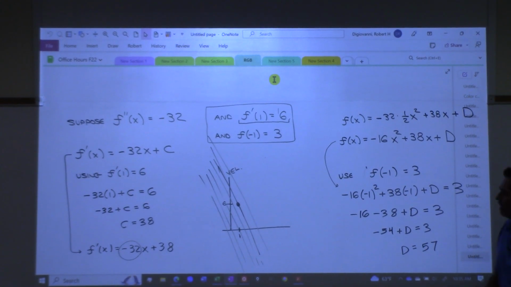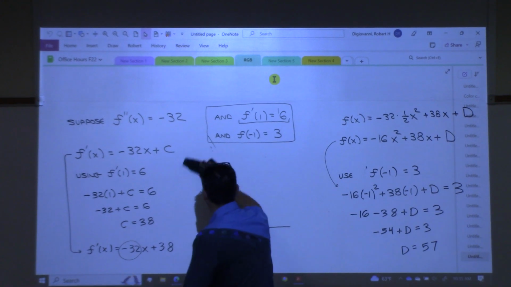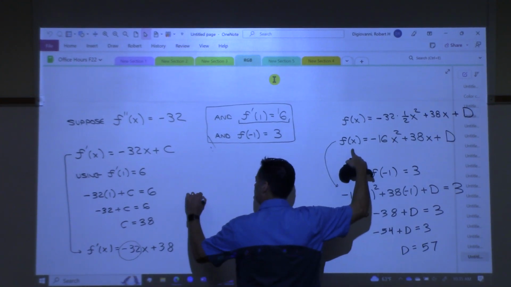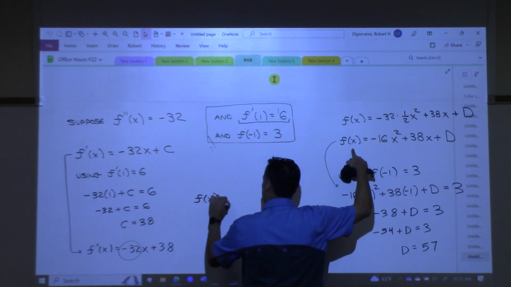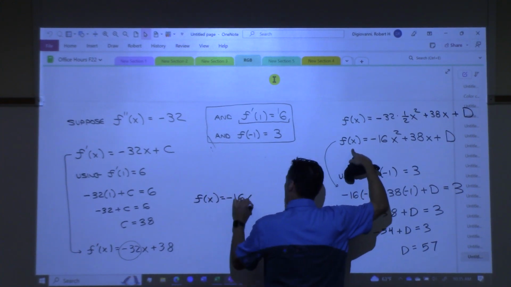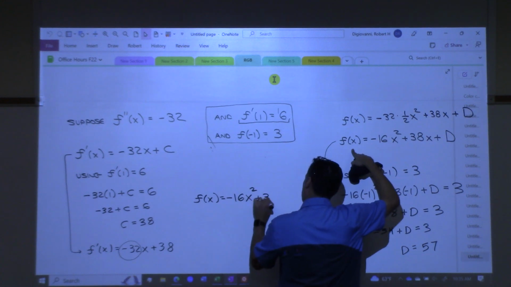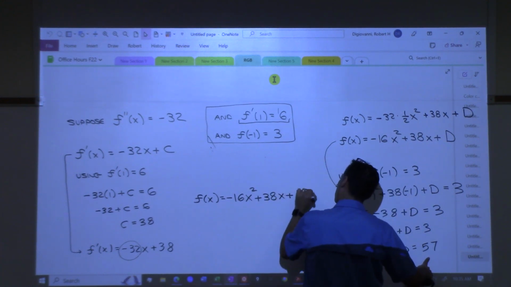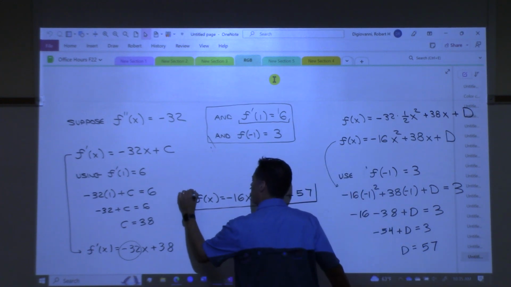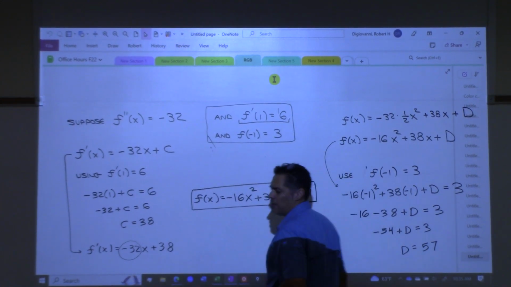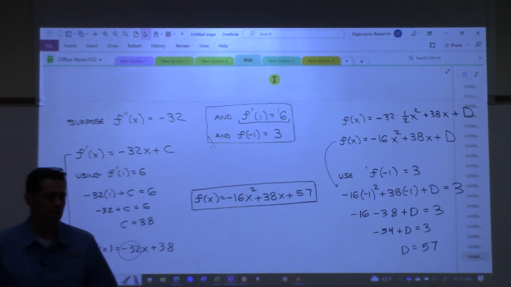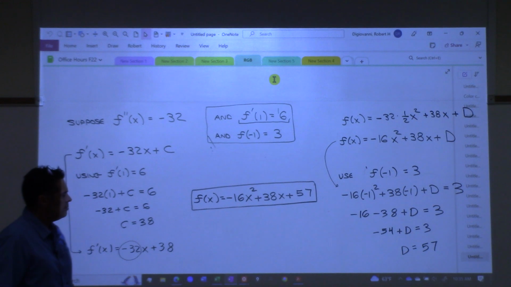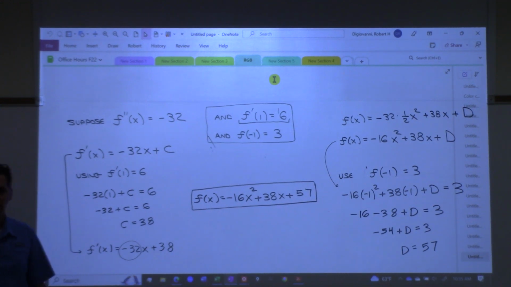Now I know exactly what f needs to be. The function f of x must be negative 16 x squared plus 38x plus 57. I've nailed down the exact function. All right, what do you think?